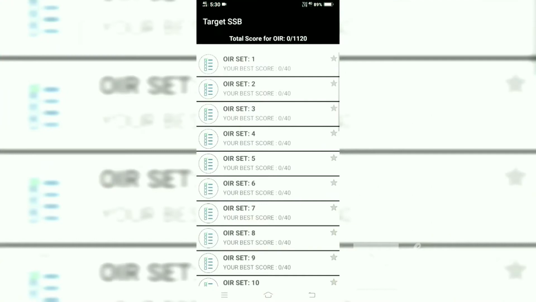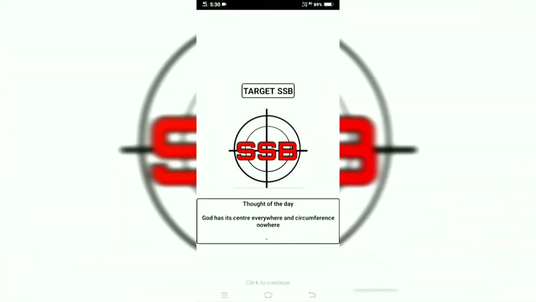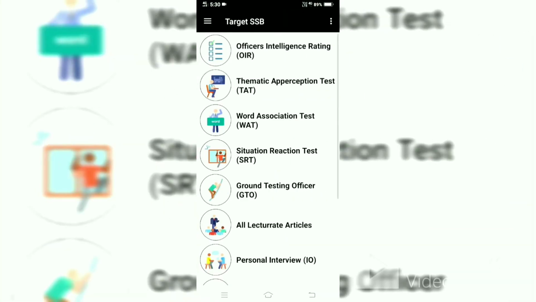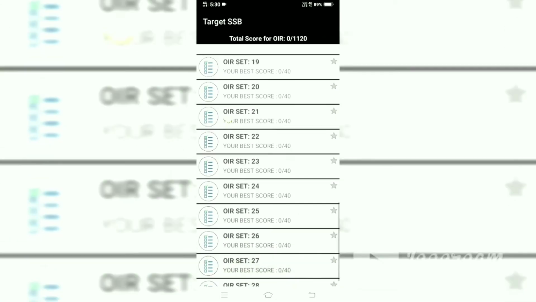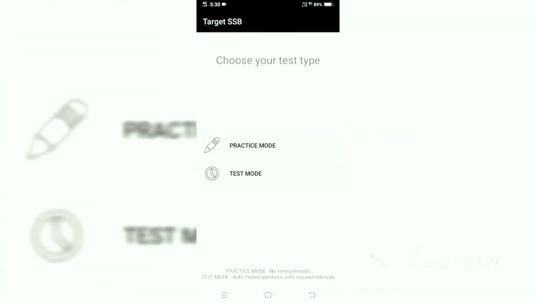Firstly, starting with Target SSB. One second, I started it again. The best thing about it is that it shows a thought of the day daily, or many times when we open it. Look at the interface, it is very good. We have various options like the OIR test, with as many as 28 tests, and we can also do the thematic appreciation test. There are 2 modes.